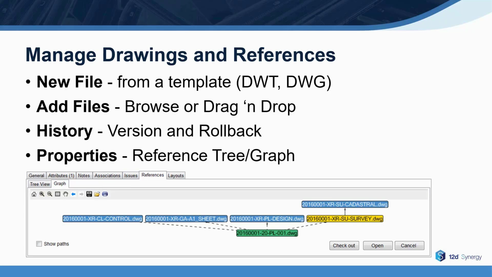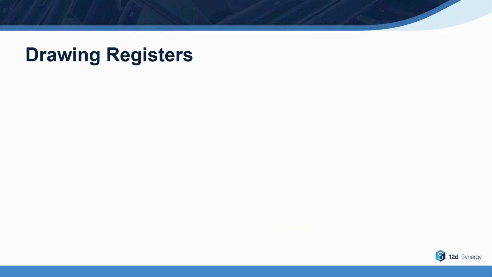12D Synergy will manage your drawings and your references. We can do things like create a new file from a DWT or a DWG. You can add your drawings either through browsing to them or using the drag and drop method. 12D Synergy allows for the full history of your drawings, so that's version control and the ability to have rollback as well. Also with your CAD drawings, we have property options like the reference tree or the graph, which shows you a good visual management system.